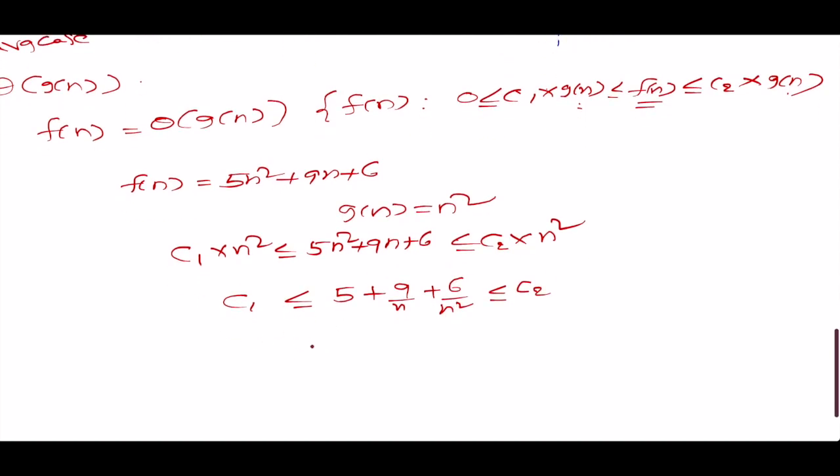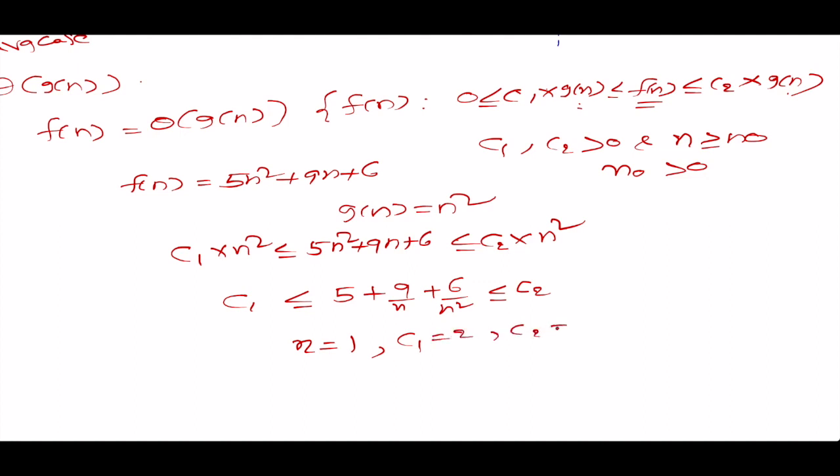Now we need to take c1 and c2. So we already know that c1, c2 should be greater than 0 and n should be greater than or equal to n naught, right? So n naught should also be greater than 0. So that means after some point n naught. Now we will have to take the constants c1 and c2. Let's take n equal to 1, and c1 equal to, let's say, 2, and c2 equal to, let's say, 20.